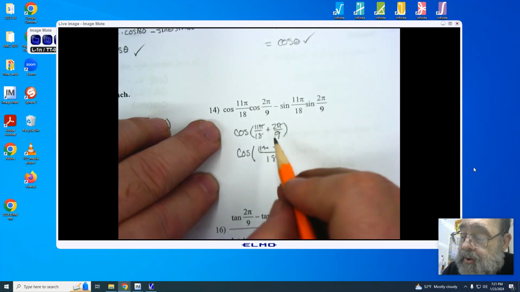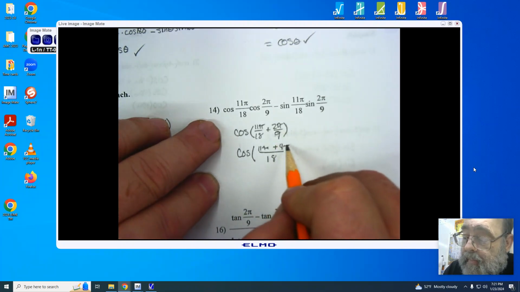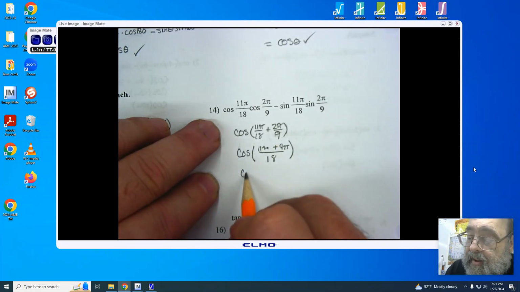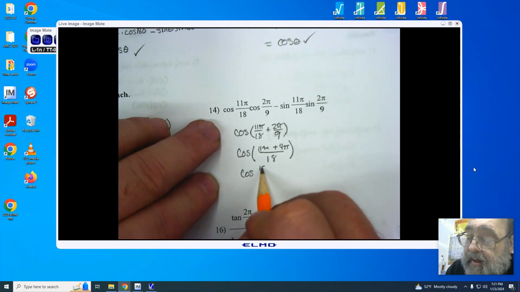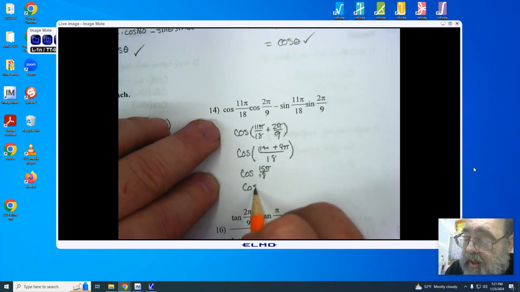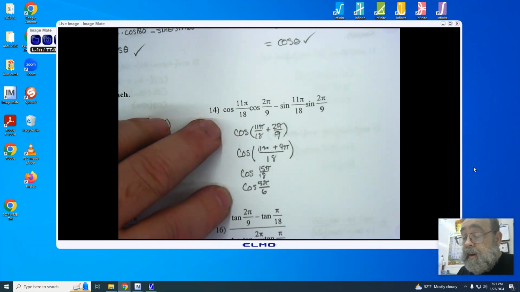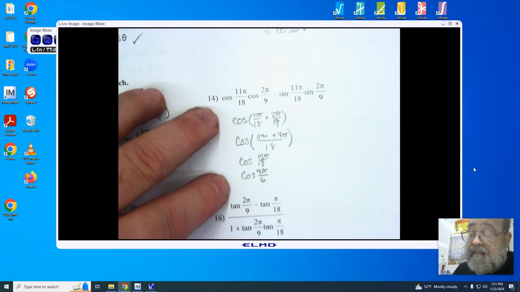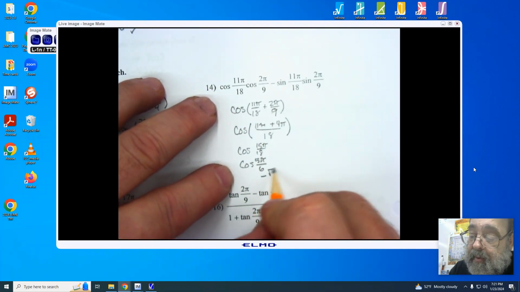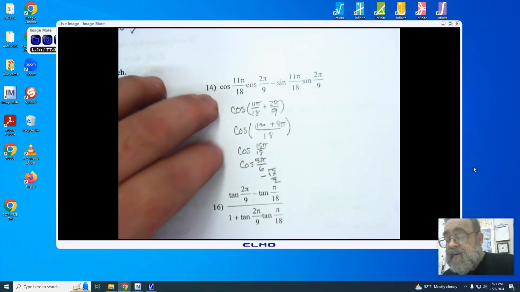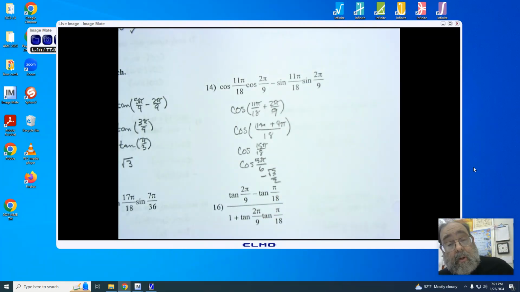Multiplying it by 2, I have 4 pi. This is giving me the cosine of 15 pi over 18, which will reduce to the cosine of 5 pi over 6, taking away the 3. And we know that the cosine of 5 pi over 6 is negative root 3 over 2. Notice if you don't know your ratios, this is going to be pretty difficult.